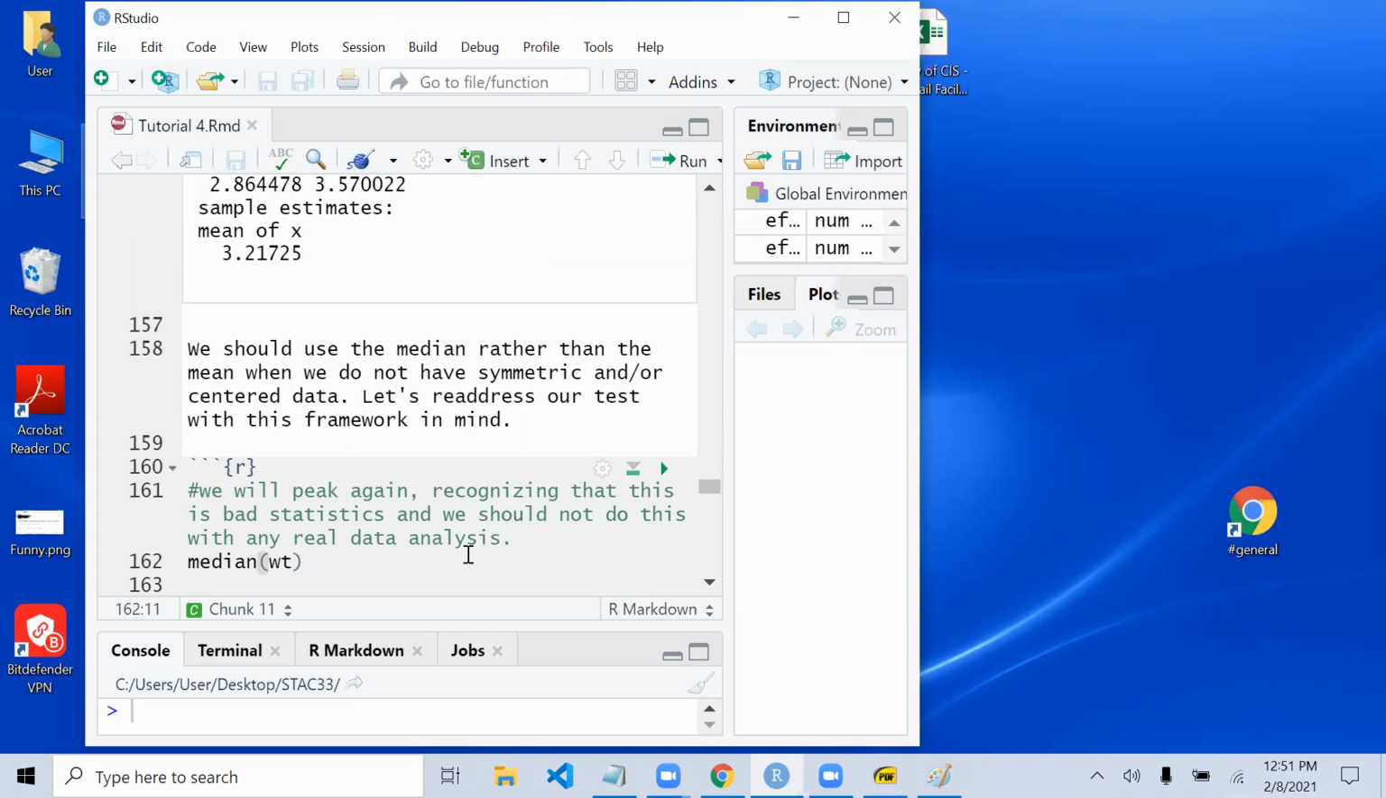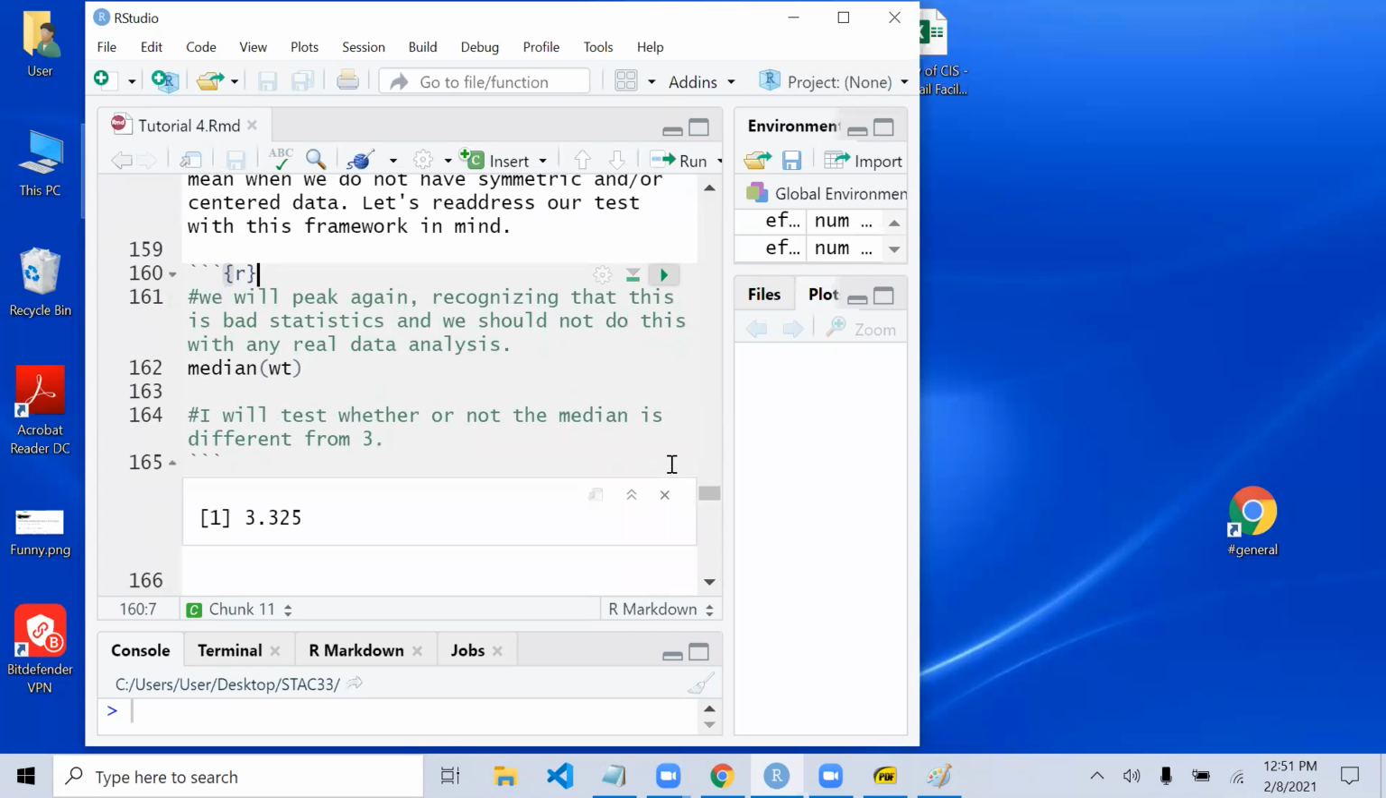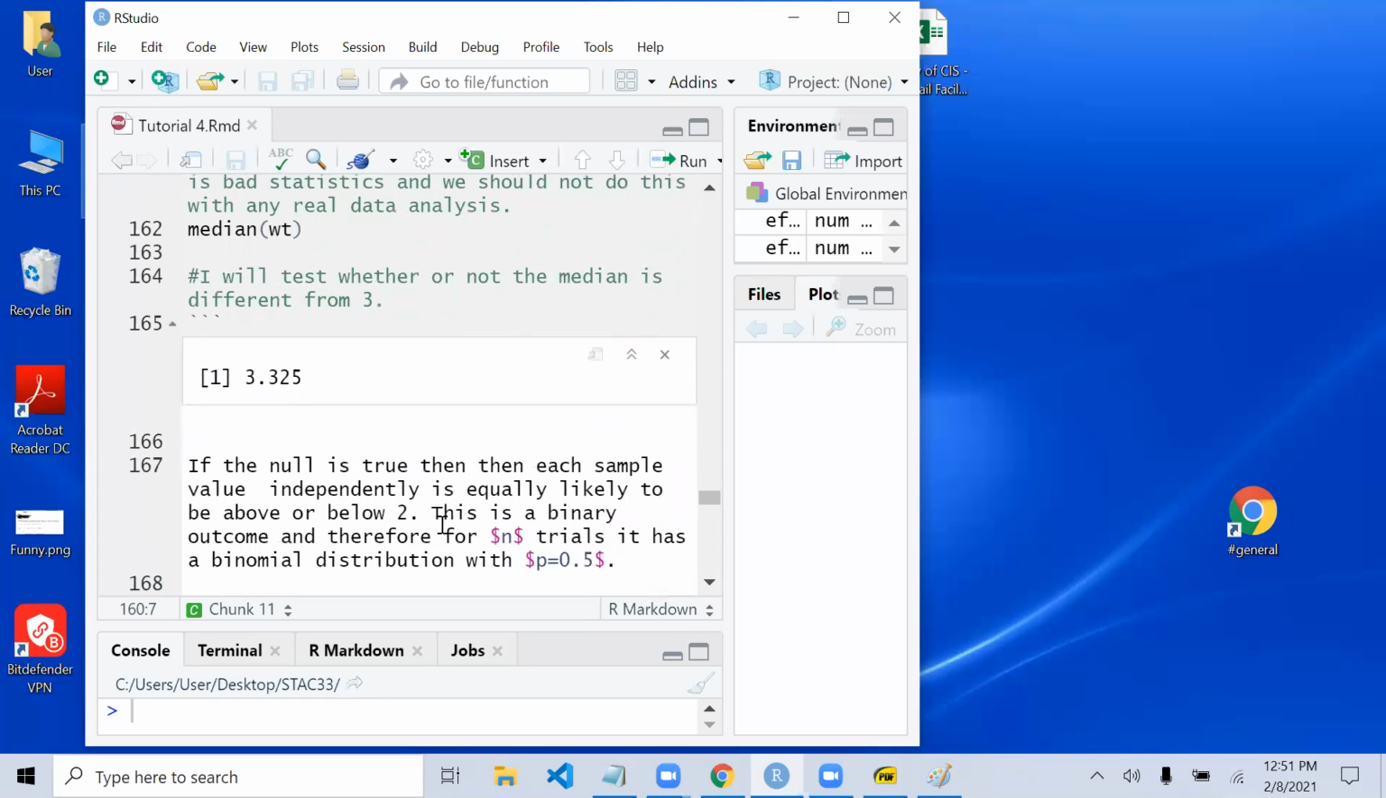So I'm going to peek again, but I'm putting a disclaimer here in the green that peeking is not right. You should not formulate a hypothesis only after you peek at your data. Peeking is not good for formulating hypotheses, but I'm going to do it just for illustrative purposes and show you the median is actually 3.325. So why am I doing this?